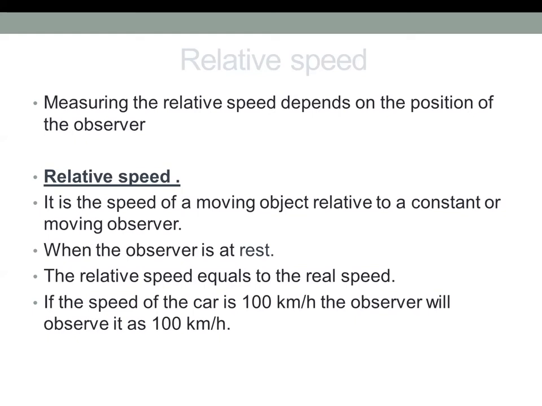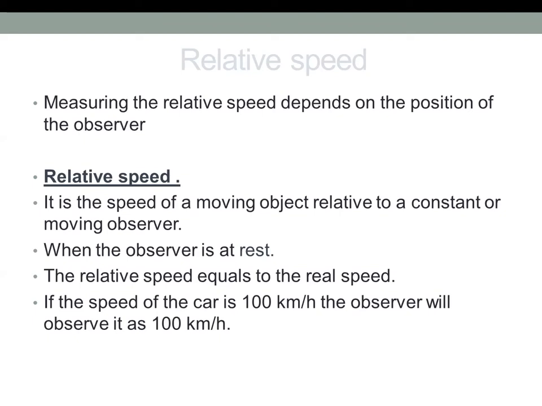Here we have the first case. If the observer is at rest, someone is standing, the relative speed here will equal the real speed. What is the meaning of this? If the speed of the car is 100 kilometers per hour, the observer at rest, the standing one, will see it at 100 kilometers per hour. He will see the speed of the car as it is. The car will not be faster or slower. It will be as it is.